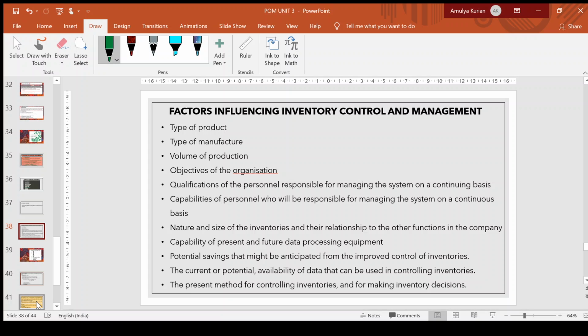So in today's session, as told earlier, we have covered what we mean by inventory, what are the different costs associated with the inventory, what are the objectives of inventory management, benefits of inventory management, what is the definition of inventory control, and the last, factors influencing inventory control and management.